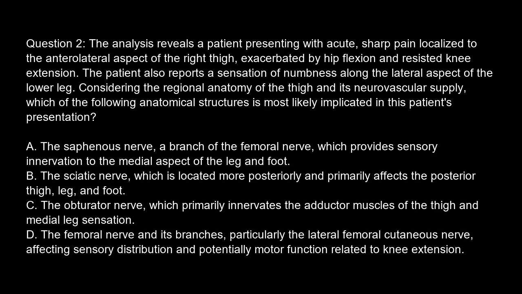Option A. The saphenous nerve, a branch of the femoral nerve which provides sensory innervation to the medial aspect of the leg and foot. Option B. The sciatic nerve, which is located more posteriorly and primarily affects the posterior thigh, leg, and foot. Option C. The obturator nerve, which primarily innervates the adductor muscles of the thigh and medial leg sensation. Option D. The femoral nerve and its branches, particularly the lateral femoral cutaneous nerve, affecting sensory distribution and potentially motor function related to knee extension.